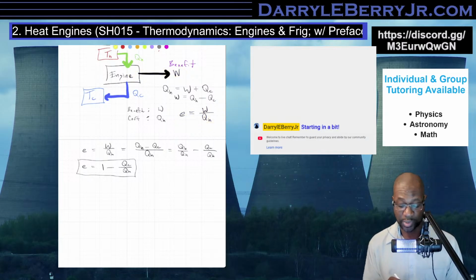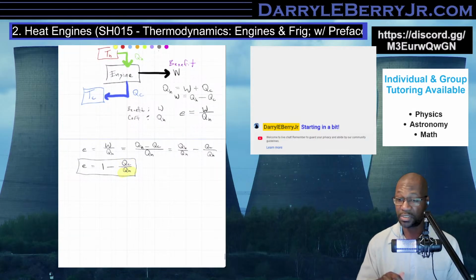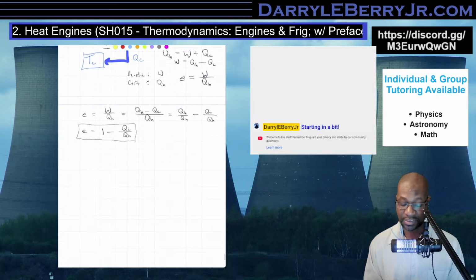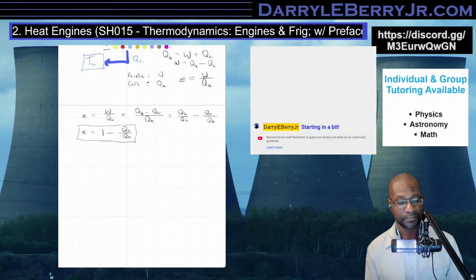Or we can put it in terms of 100% of the heat goes into work, so 0% of the heat goes into dumping into the cold reservoir. So that term equals 0 because QC equals 0, and then the efficiency is still 1.